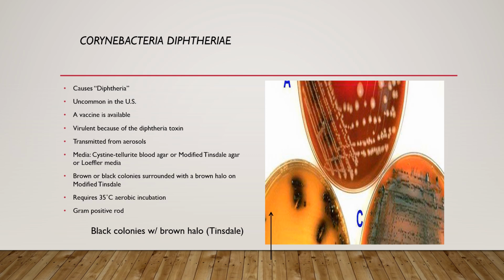Like I said, there is a vaccine available. It is virulent because of the diphtheria toxin. It's transmitted from aerosols, and the media of choice is cysteine tellurite blood agar or modified Tinsdale agar. It's going to be brown or black with a brown halo on modified Tinsdale agar, and you can see that in the bottom left image. It does require 35 degrees incubation to grow it, and it is a gram-positive rod. Out of all of the Corynebacterium, which are called the diphtheroids, this is probably the only one that's a pathogen most of the time, and it's called Corynebacterium diphtheriae.